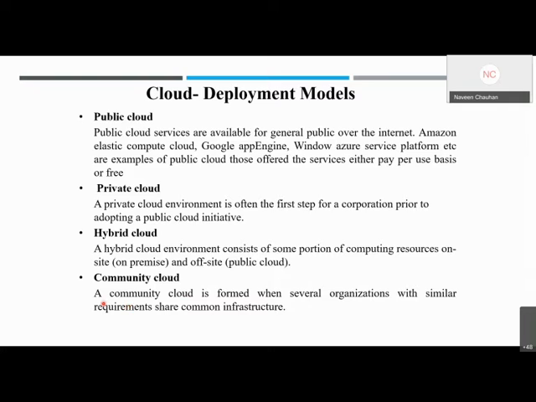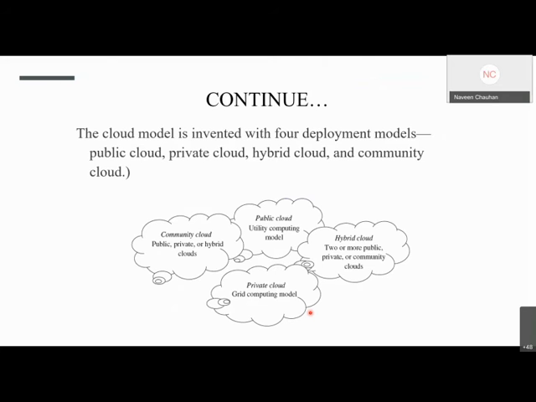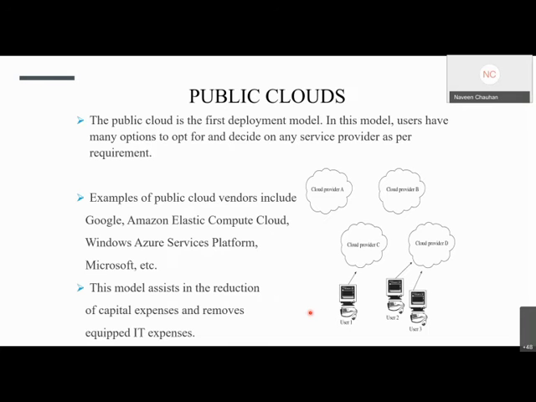And the community cloud is formed when several organizations with similar requirements share a common infrastructure. These are the different models for cloud deployment. This is the same discussion about the public cloud, private cloud, hybrid cloud and community cloud.